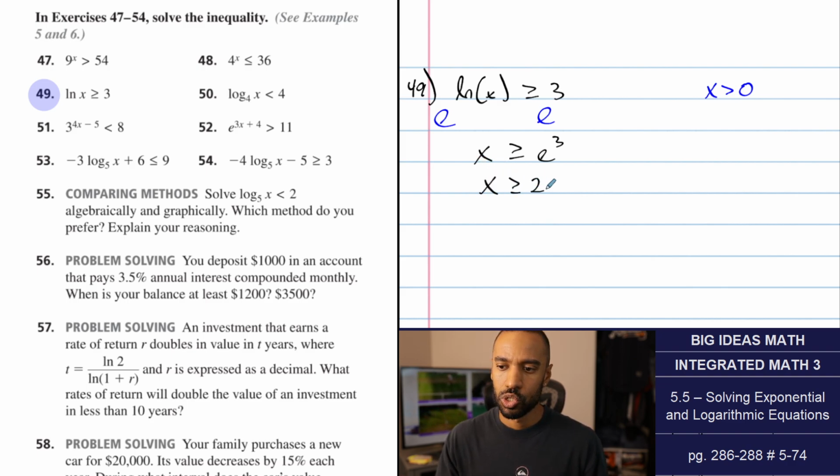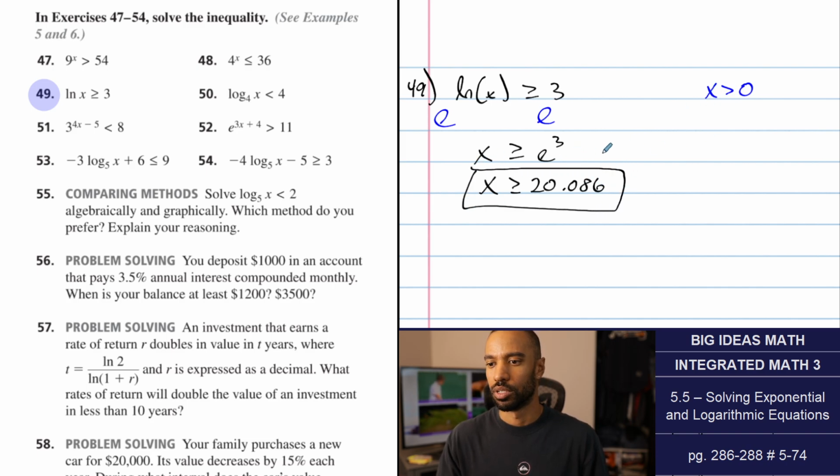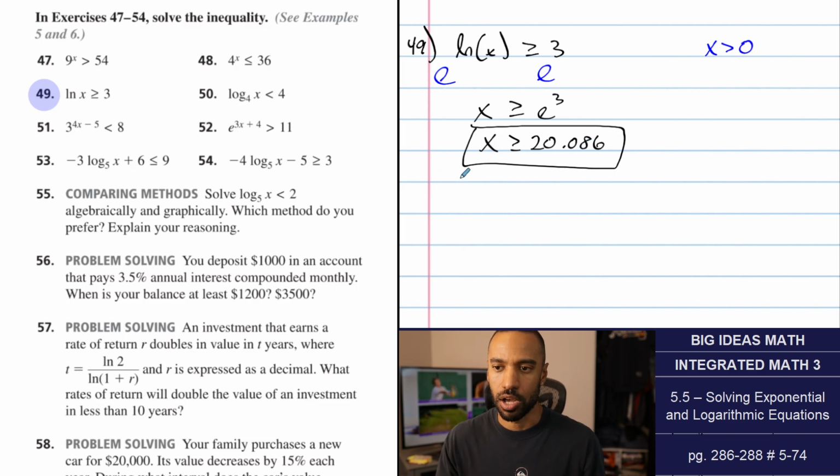20.086, which of course is greater than 0 as well. So you're all good on that set. As long as we're there, we're good.